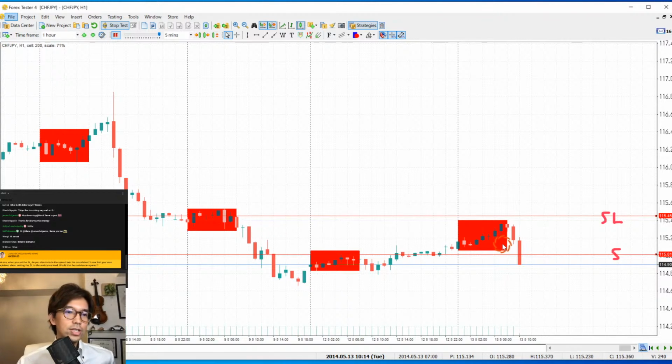Or I would use the Fibonacci retracement and so on. But yeah, this is the simple way to spot the trading edges by the Tokyo box breakout strategy.